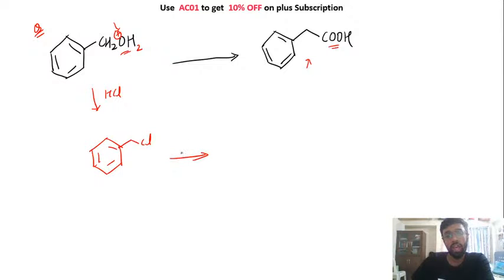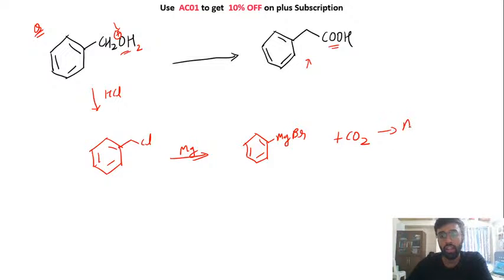Now you can simply add magnesium to it to create a Grignard reagent, that is something like this, MgBr. Okay. Now we have seen the reactions of Grignard reagent with CO2. So once you add Grignard reagent to CO2, what we create is a carboxylic acid. That is the same thing that we want here.